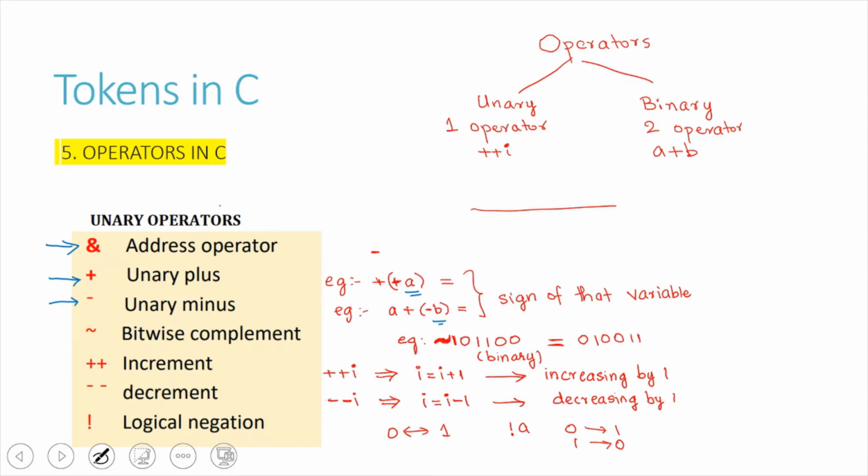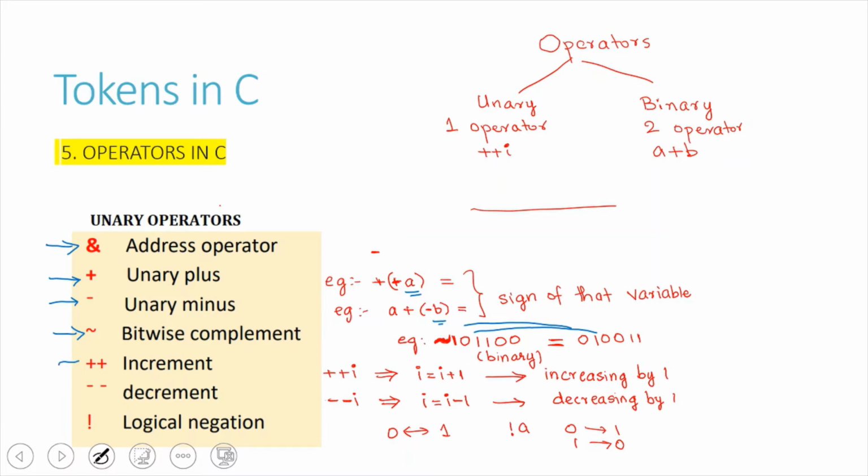Then we have bitwise complement, which will find the bitwise binary complement of any value. For example, if you have 101100, then each bit is converted into its complement. Zeros become 1 and ones become 0.